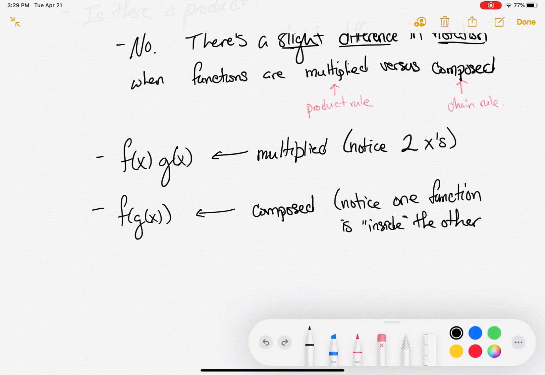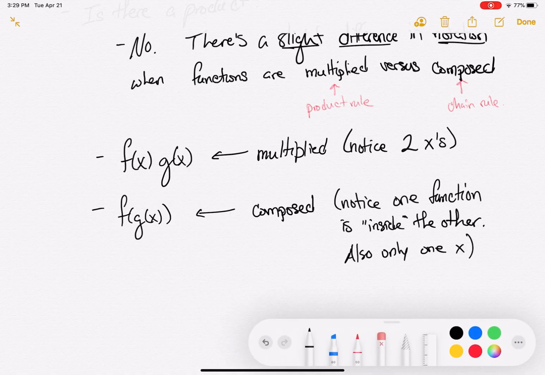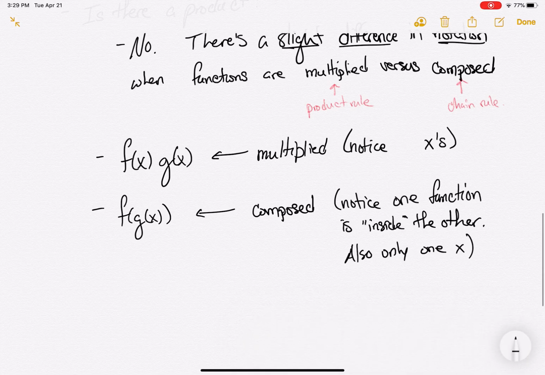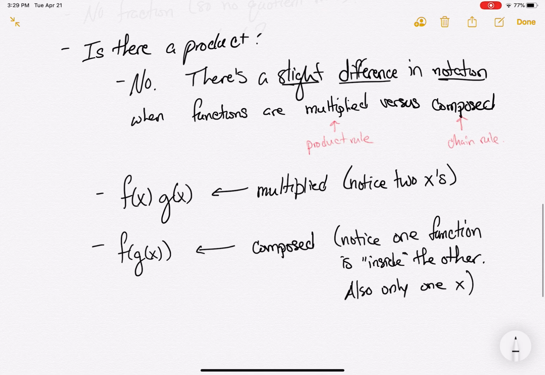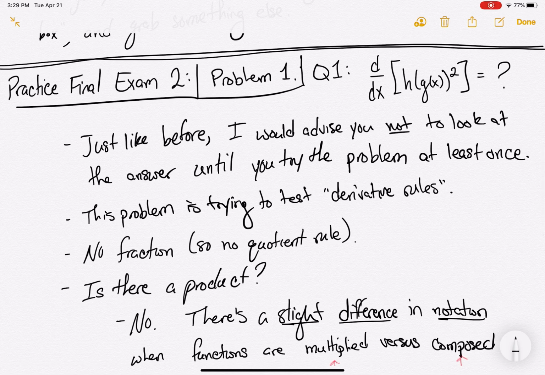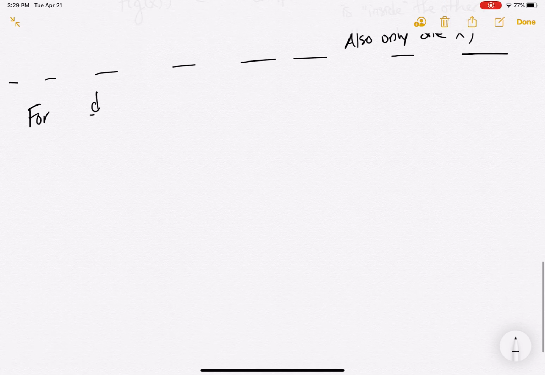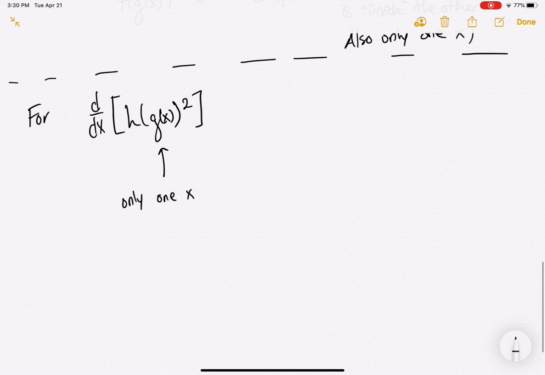Also notice, only one x. So there are two x's in the top version. There's only one x in the bottom version. So that should tip you off to composition versus multiplication as well. So just get used to this notation. Even though we've been using it the whole semester, just get used to it. And that'll help you out a lot here on these sorts of problems. So you'll notice here we only have one x. So this is composition. And with composition comes the chain rule.